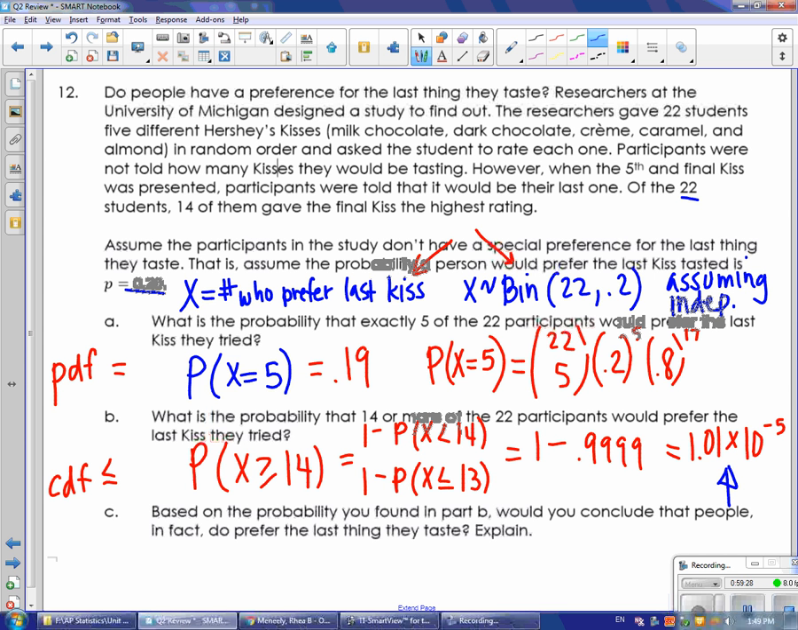And so what I would say, basically, I'm just going to read this instead of type it. Since the likelihood of at least 14 out of 22 people preferring the last kiss is so unlikely, it's less than 1%, and less than 1% of the time would that have occurred by chance alone. We have evidence to conclude that people do in fact prefer the last kiss.